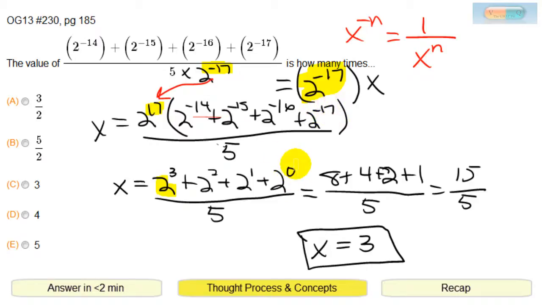Now you need to know that 2 to the 0 is the same as 1, right? 2 to the first is just 2. 2 to the second is 4. 2 to the third is 8. Add them all together, and that's 12 plus 2 plus 1, that's 15. And you're still dividing by 5, remember? You're still dividing by 5, and then that gets you 15 over 5, and x equals 3. And that's why we ended up with 3. So basically, this expression is 3 times the original 2 to the negative 17th expression. So that's the answer. Answer choice C.